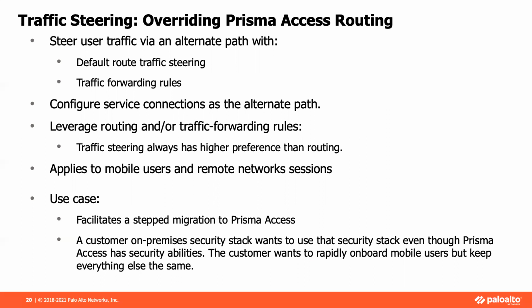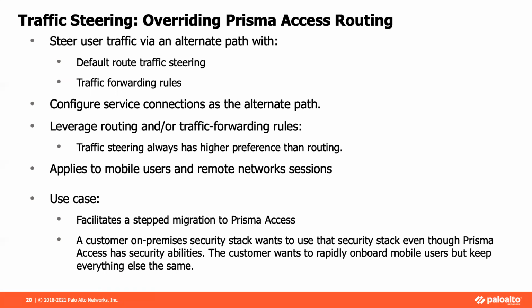Say, for example, you want to send some traffic that might be normally bound for the internet, going through a security processing node. For one reason or another, you would rather that go down a service connection to an on-premise firewall in the data center before it goes out to the internet. So you want to be able to peel off or create exceptions for traffic that would normally just go straight out to Prisma Access, not to the internet. You can do that using traffic steering.